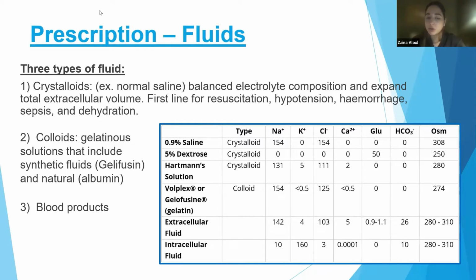And also, if you just look at the table, you can see that there are different types of crystalloids and colloids, and you prescribe each one depending on the patient's condition. So for example, with saline, you can see that it just has sodium chloride, whereas with Hartmann's solution, which is also lactated Ringer's, you have things like potassium, calcium, and lactate as well, and it more closely matches the osmolality of your plasma. If you can just go to the next slide.